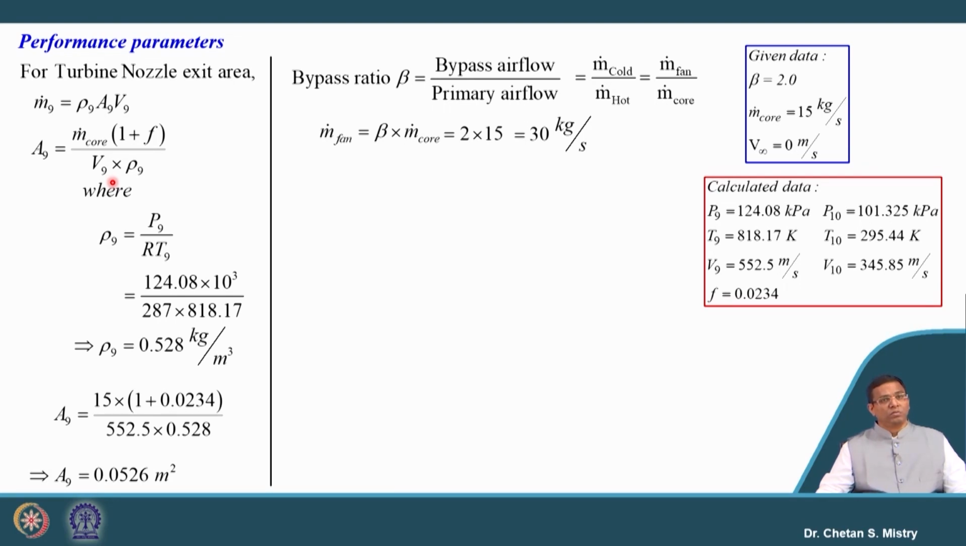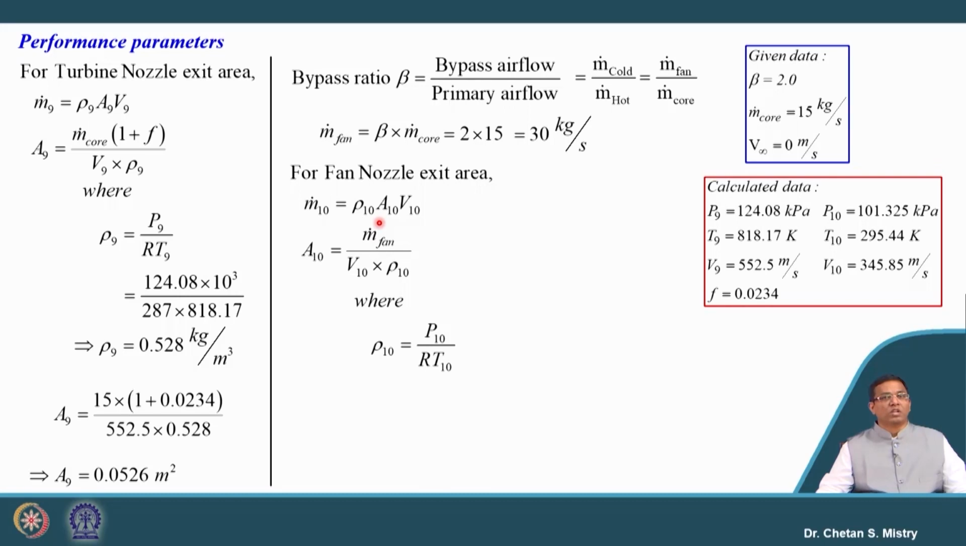Now, this is what we will be putting in our exit area calculation. It says m dot 10 equals rho 10 into area into velocity. This m dot fan is known to us. So, we need to calculate what will be our density.